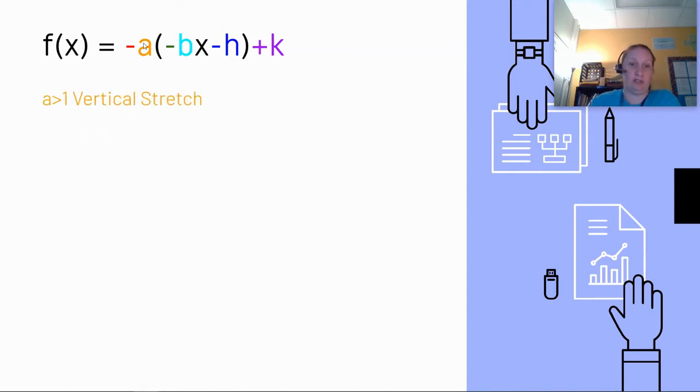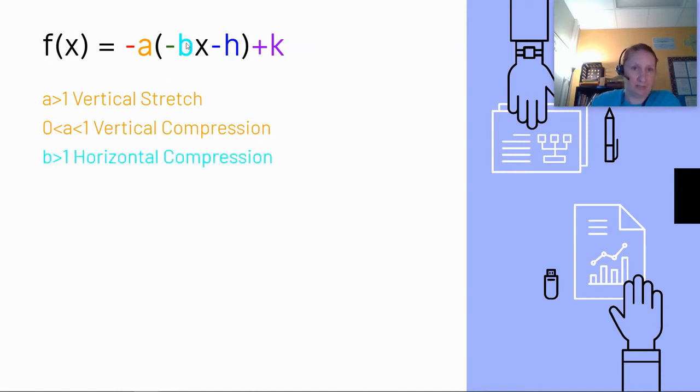called a vertical stretch. So we're just talking about this A here. When A is between 0 and 1, in other words, a fraction or a decimal, it is a vertical compression. When B, which is in front of the X, is bigger than 1, it's a horizontal compression. If B is a fraction or a decimal, it is a horizontal stretch.